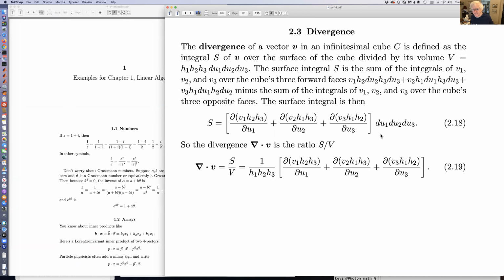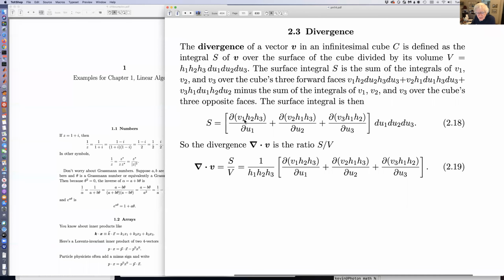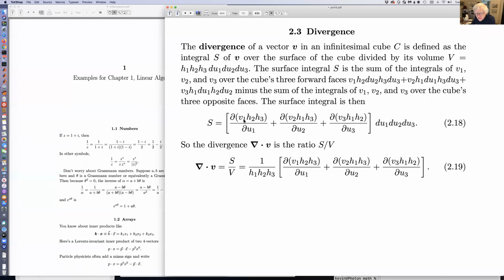The surface area, though, is, well, what you've got here is we're asking for the integral over the surface, the 2,3 surface in the one direction minus the other 2,3 surface. And so the integral over the outer surface is V1, H2, H3, du2, du3.